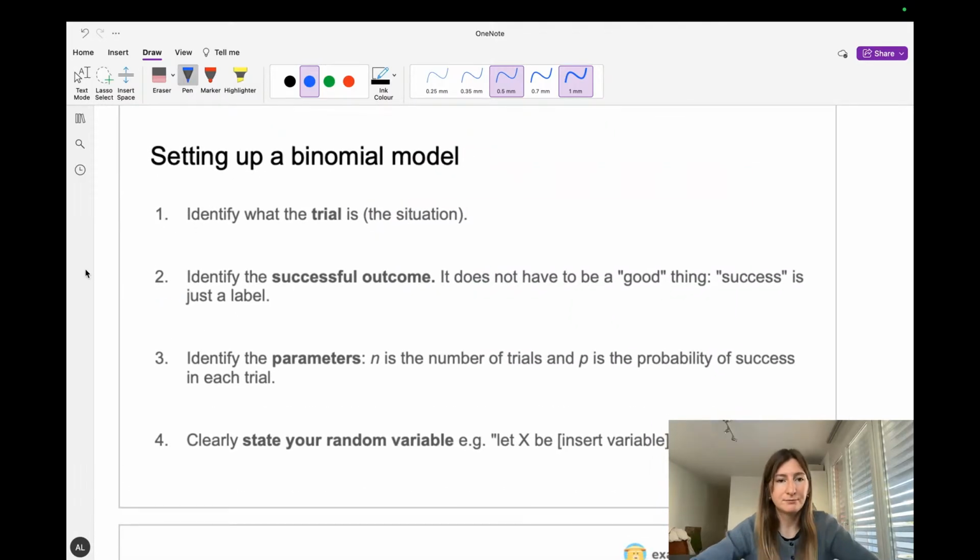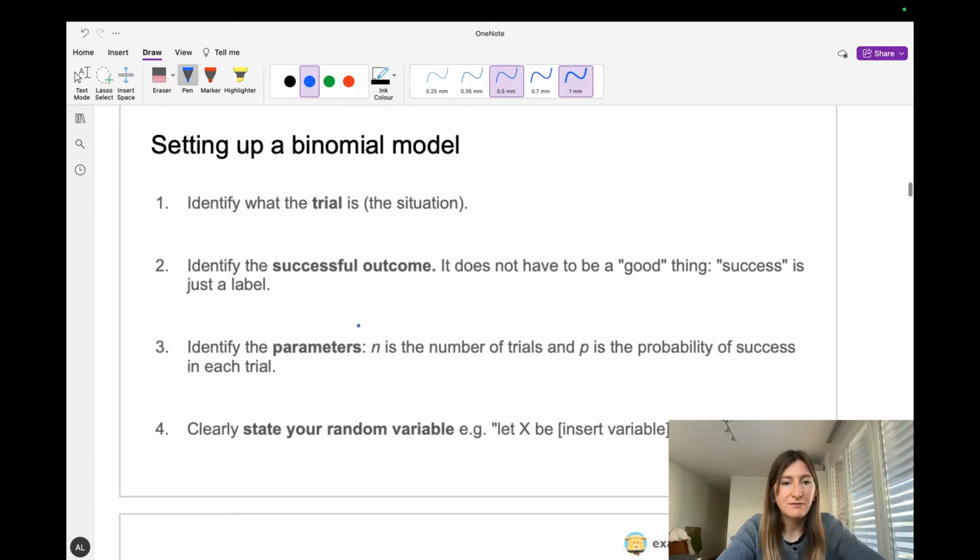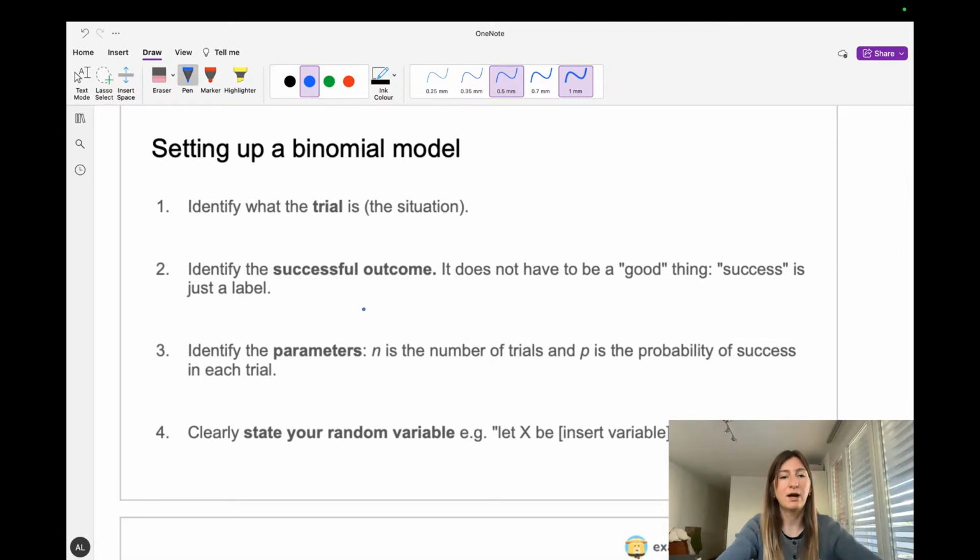So setting up our model, identify what the trial is. That is usually quite clear because they'll say they're going to do this thing 30 times or they'll perform an experiment 10 times. So that is often very clearly given. Identify the successful outcome. So this is quite important to knowing what you're trying to look for and to help you answer questions that come later. So the successful outcome is whatever we're looking for, and that will always be our variable x. So x is, in the last question, for example, the red beads, something like that. That could be you identifying your successful outcome. So taking out a red bead.